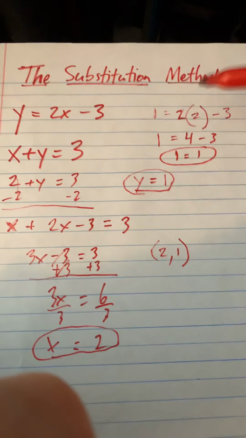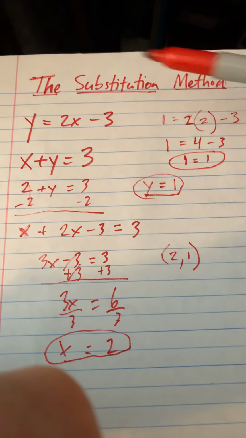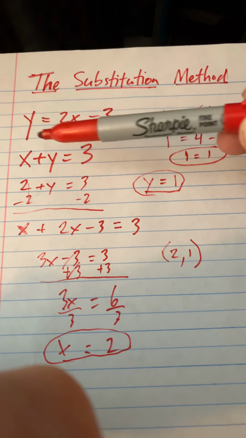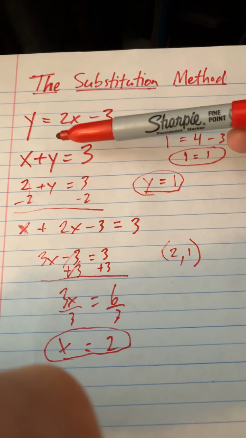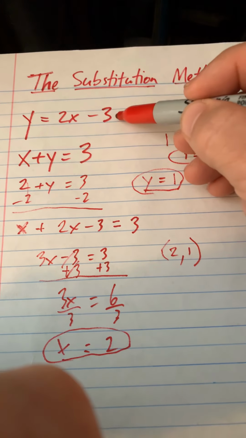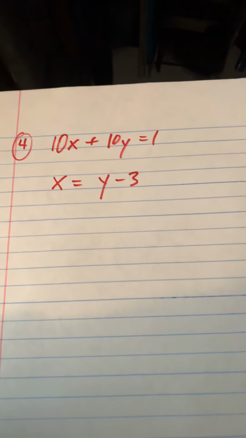All right, and then I'm running out of room here, but actually if we plug it into the second equation, it's also going to work, right? So 2 plus 1 is 3. So it checks out for both equations. All right, now let's try another one. Well, this may not be too bad actually.